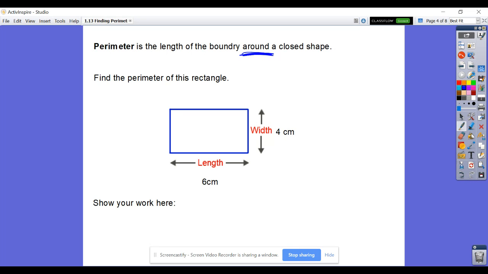So if we wanted to find the perimeter of this rectangle that's 6 centimeters long and 4 centimeters wide, who has a way we could solve this? Who has a way we could find the distance around? Lauren. Excellent.